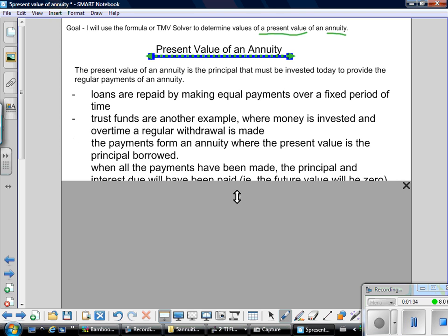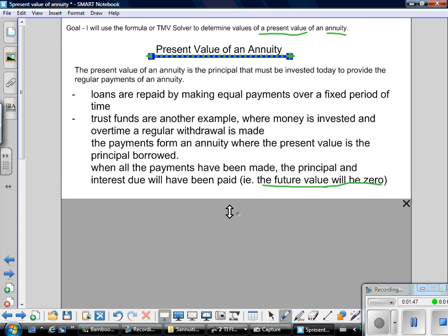So when all the payments have been made, guess what? The principal and interest due will have been paid. So in other words, the future value will be zero. That's important for us. Here the future value is going to be zero. And that is the main reason why we really study it, because we're talking about borrowing money. And when we borrow money, when we're finished paying it, we want our future value to be zero.